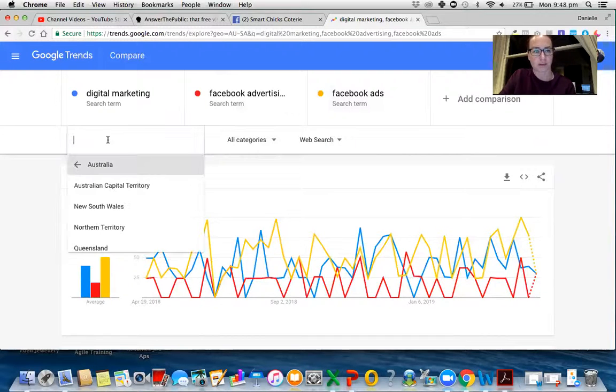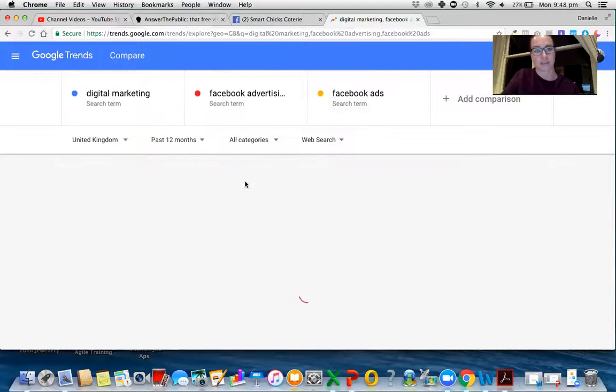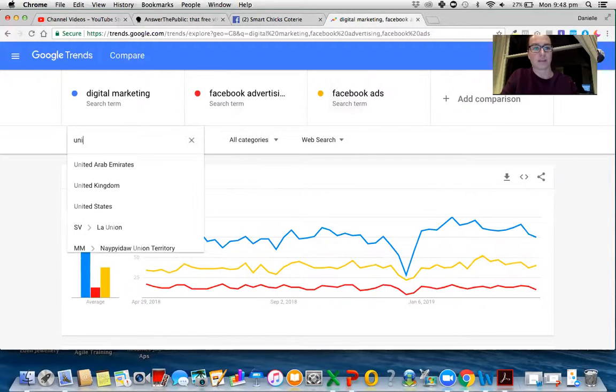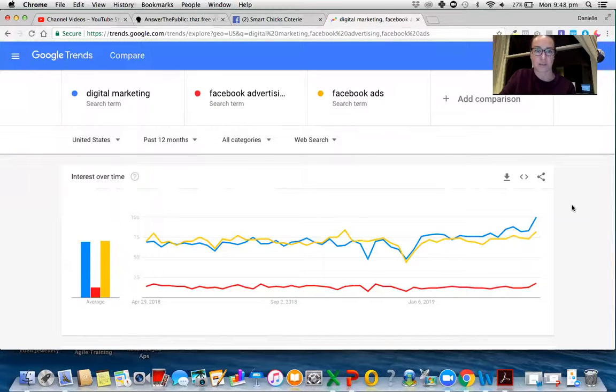Now, if I change that to, let's say, the United States or the UK, let's see the difference. So you can see that digital marketing is way higher than Facebook advertising, and Facebook ads is slightly lower, but they're all fairly even keel, which is interesting. So depending where you are, and if we have a look at the United States, I like to play around and see what's in different cultures. So you can see that Facebook advertising is way down. People don't search for it. They definitely search much more for Facebook ads.